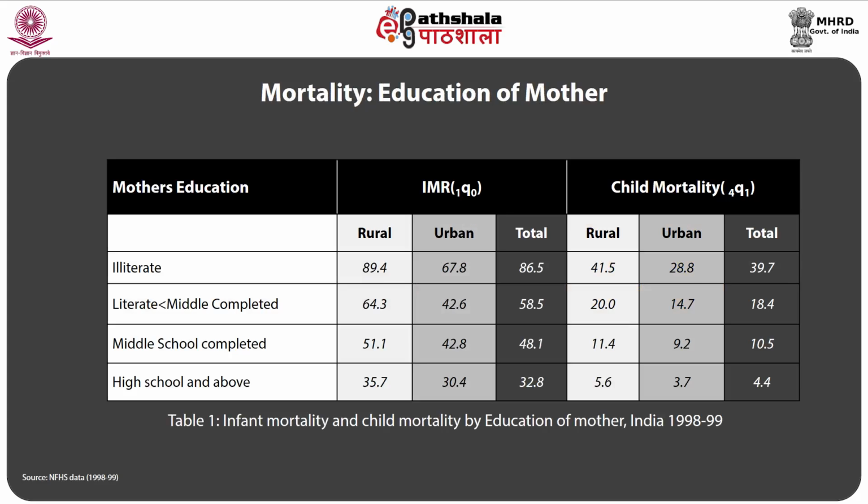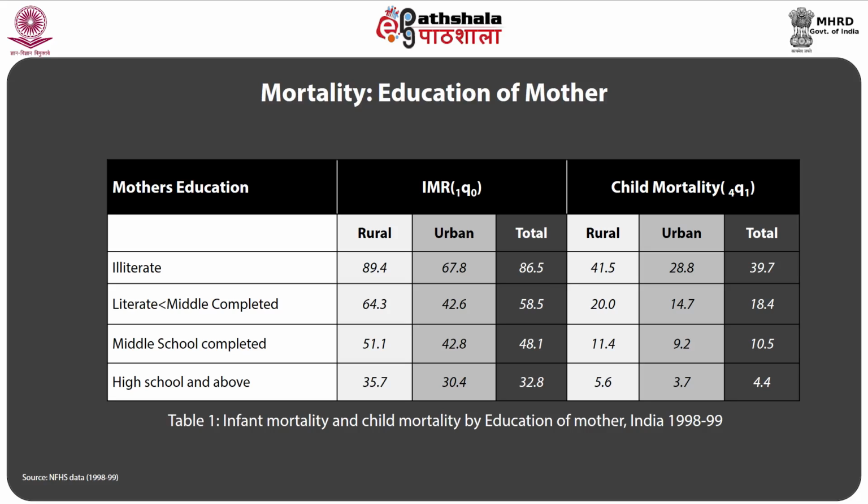This table gives the infant mortality and child mortality, which has been estimated by using the indirect techniques by the National Family Health Survey. For illiterate mothers in rural areas, infant mortality is 89.4, whereas for high school and above, it shows half of that, that is 35.7.